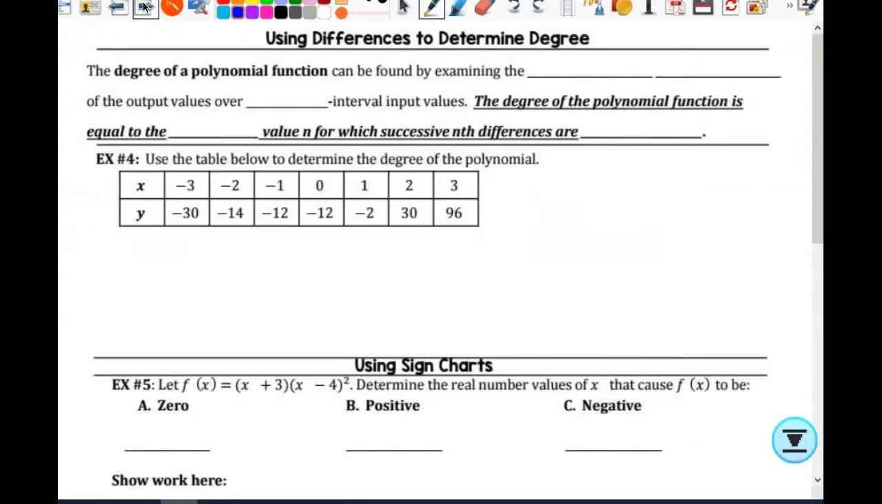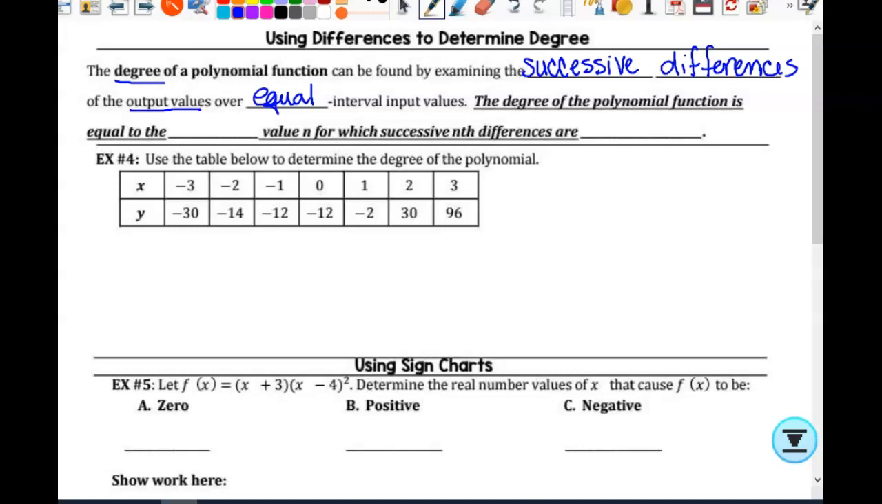Okay, using differences to determine degree. So we've sort of already done this. We did it just to determine if our function was linear or quadratic, but we can determine more than that. So this is taking it just a little bit farther. The degree of the polynomial function can be found by examining the successive differences to the output values over equal interval input values, right? Not a brand new concept, because we've already kind of been doing that.